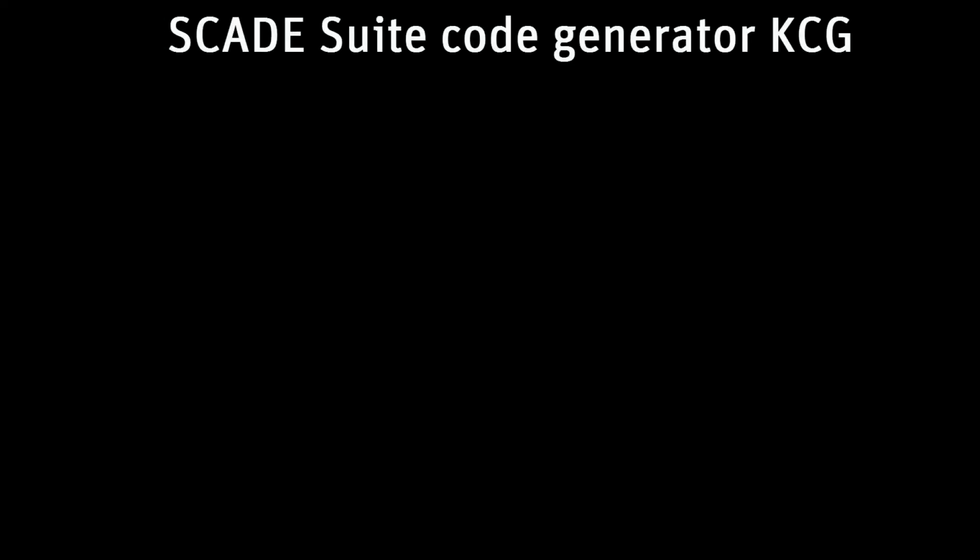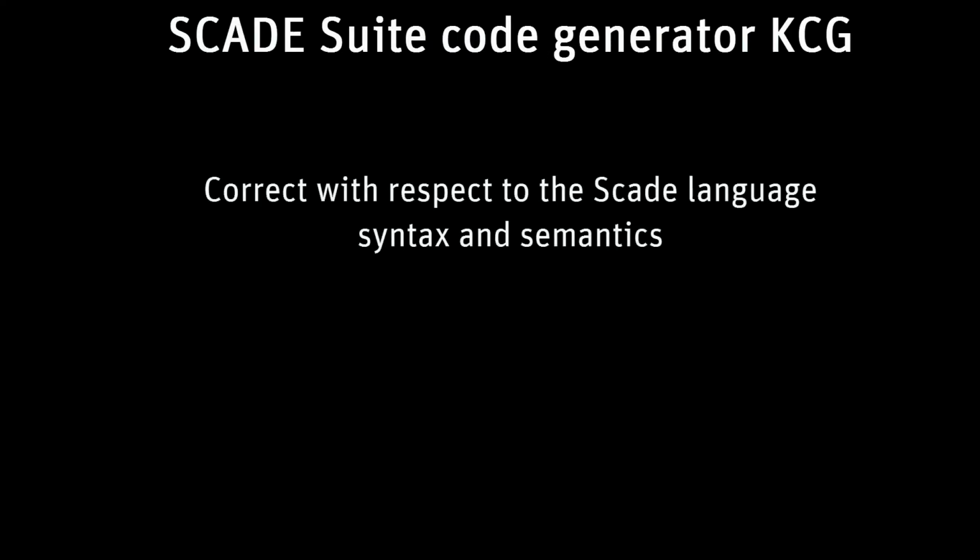The SCADE Suite Code Generator, KCG, ensures that the input model is correct with respect to the SCADE language syntax and semantics. It generates C or ADA code that fit safety-critical application constraints. KCG is deterministic. An output model always produces the same generated code with the same KCG options.